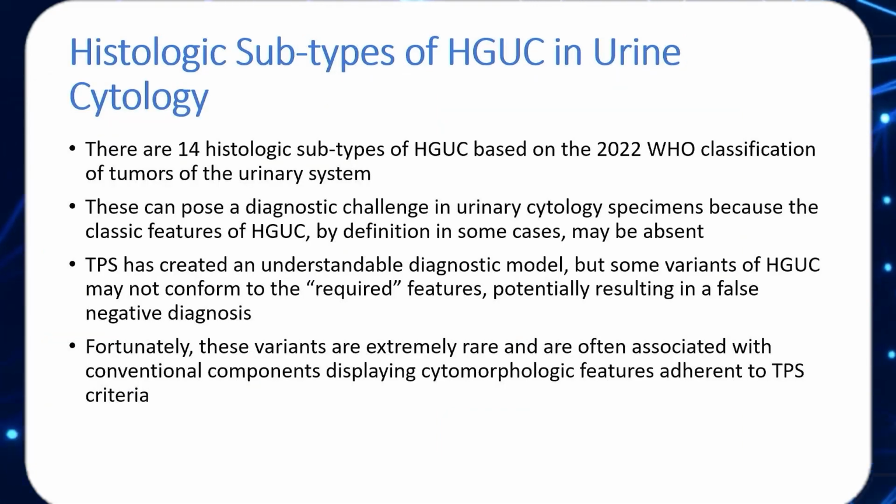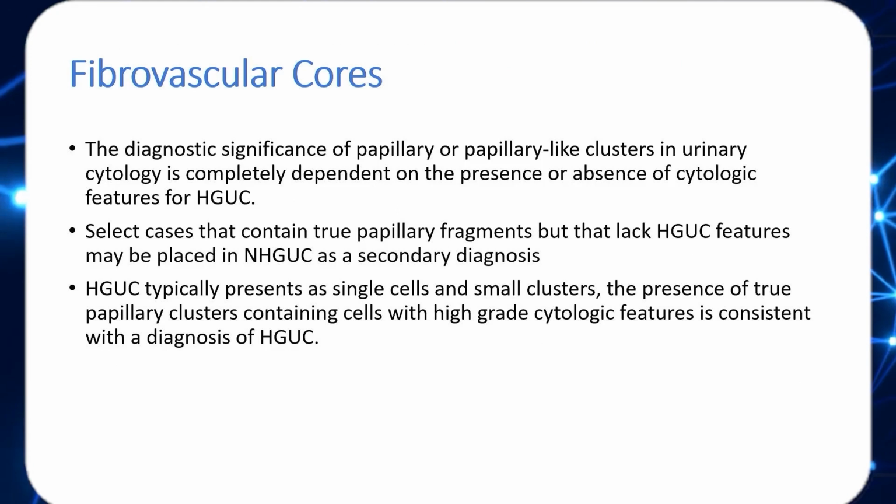So this is basically, again, I think I've already discussed it. Be aware of these subtypes, and they may not fall in the classic criteria that are illustrated in the Paris system. Fibrovascular cores, it was interesting that a lot of people wanted to know about the relevance of fibrovascular cores. Like I mentioned, it's a very rare instance, but again, in the context of benign appearing cells which are adherent to these fibrovascular cores, like I mentioned, that goes into the negative for high-grade urothelial carcinoma category, with a comment saying that this most likely represents an LGUN.